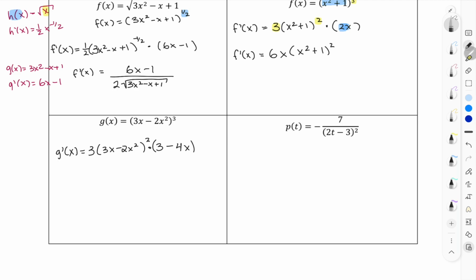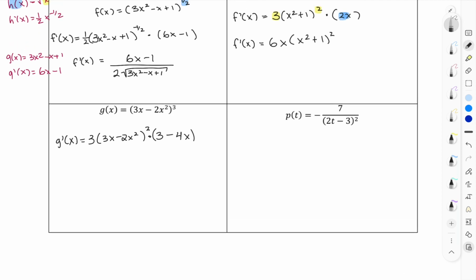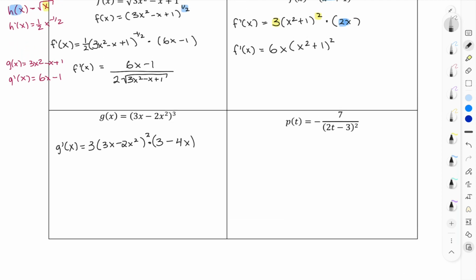And again, I could distribute this. I could choose not to distribute this. It does not matter at this point. When I have you write your assessment, I won't bother with the simplification unless we're actually using it to apply, right, for applications or something.